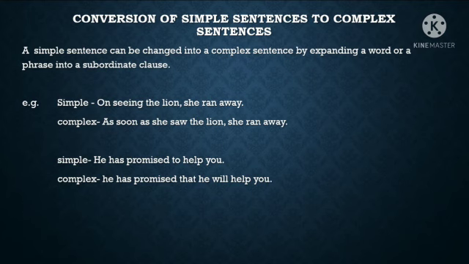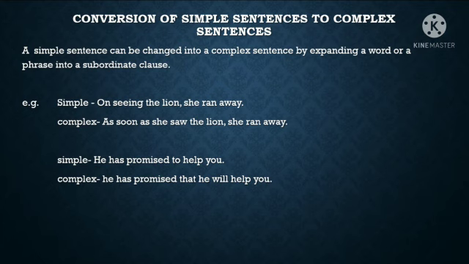Now let's see how to convert a simple sentence into a complex sentence. We know that in a simple sentence we can have a phrase, but we should have only one finite verb, whereas in a complex sentence we should have a main clause and one or more subordinate clauses, right? You have to always keep this in mind. So how can we change a simple sentence to a complex sentence? Let's see.